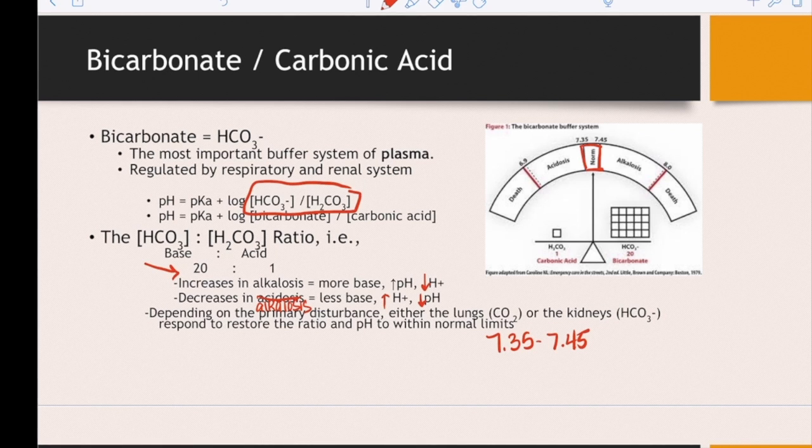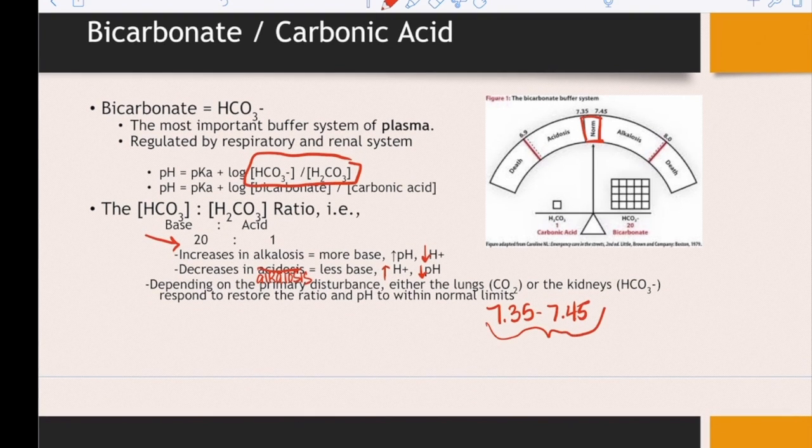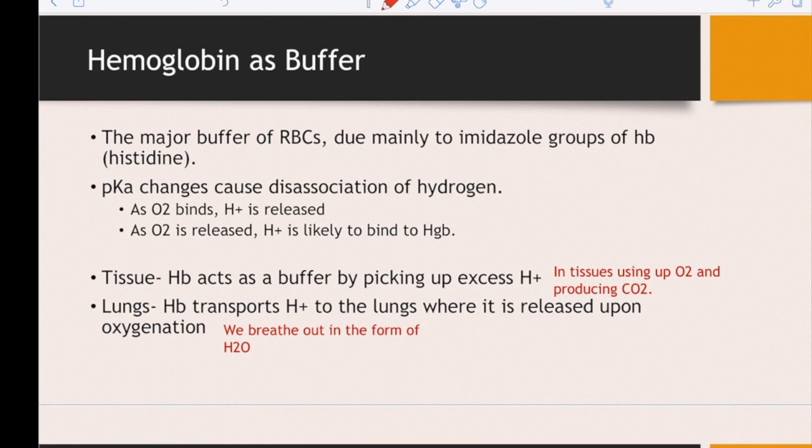Okay. So we've talked about the bicarbonate carbonic acid buffer system a little bit, and we will talk about it a little bit more, but now that you know the basics and you understand that these can be adjusted in order to maintain that narrow pH window of 7.35 to 7.45, let's talk about a couple of other components that can act as buffers in our system. Hemoglobin is one of them. Hemoglobin is the major buffer of red blood cells. So it's going to actually be present in red blood cells, as you know hemoglobin is.